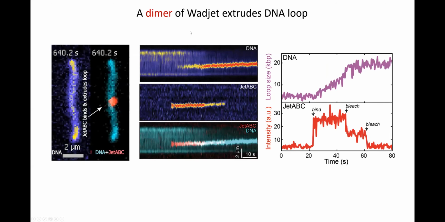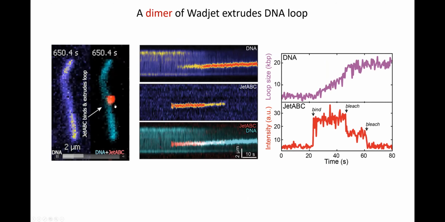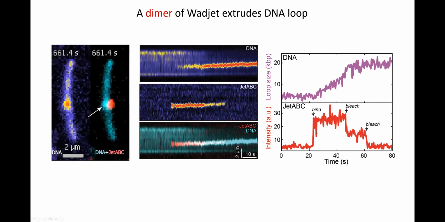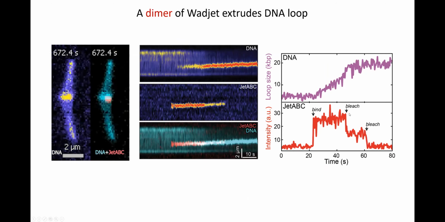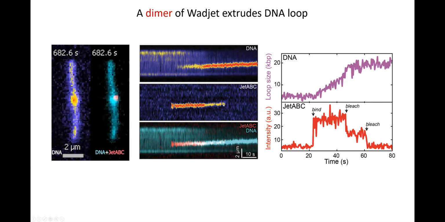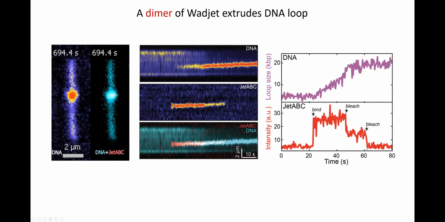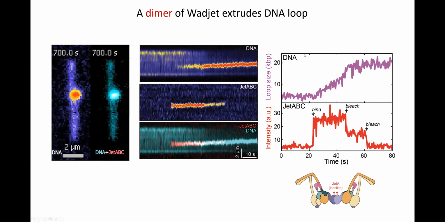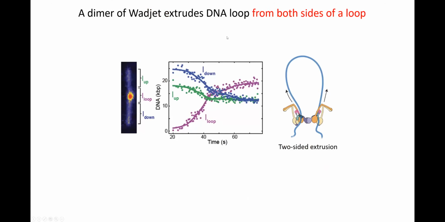In this case, similar to SMC5/6, we also observed that this protein can actually extrude loops as a dimer, again confirmed by the photobleaching step characteristics, where during the extrusion we see two consecutive stepwise photobleaching steps. And because these were dimers extruding loops, one can also imagine that the extrusion happens from both sides of the loops, with individual proteins independently extruding loops. Indeed that was the case, because during the growth of the loops, which you can see in this kinetic graph, both sides of the DNA, the upside, let's say, and the downside, both decrease the length of the DNA.